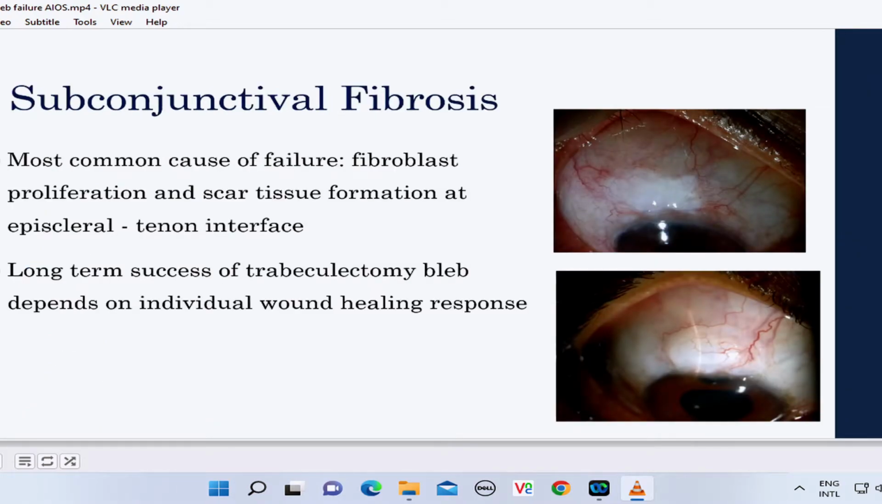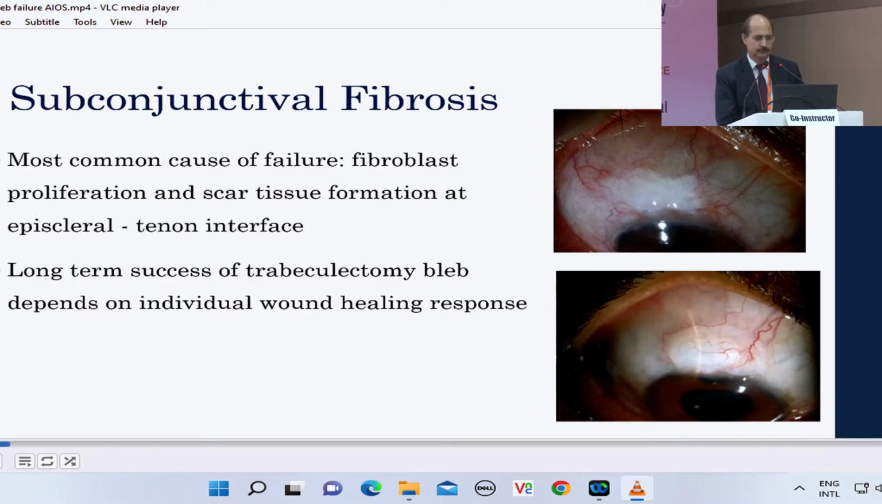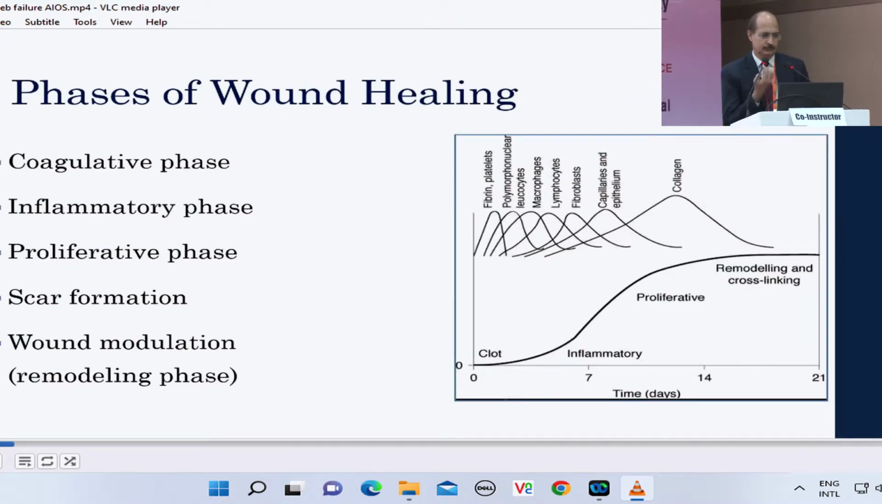Coming to the most common cause, the subconjunctival fibrosis, which is the most common cause of failure, it happens due to fibroblast proliferation and scar tissue formation at the episcleral-tenon interface. The long-term success of a trabeculectomy bleb depends on the individual wound healing response. Regarding the phases of wound healing, it passes through the cascade of coagulative phase, then comes the inflammatory phase, proliferative phase, scar formation, and wound modulation.